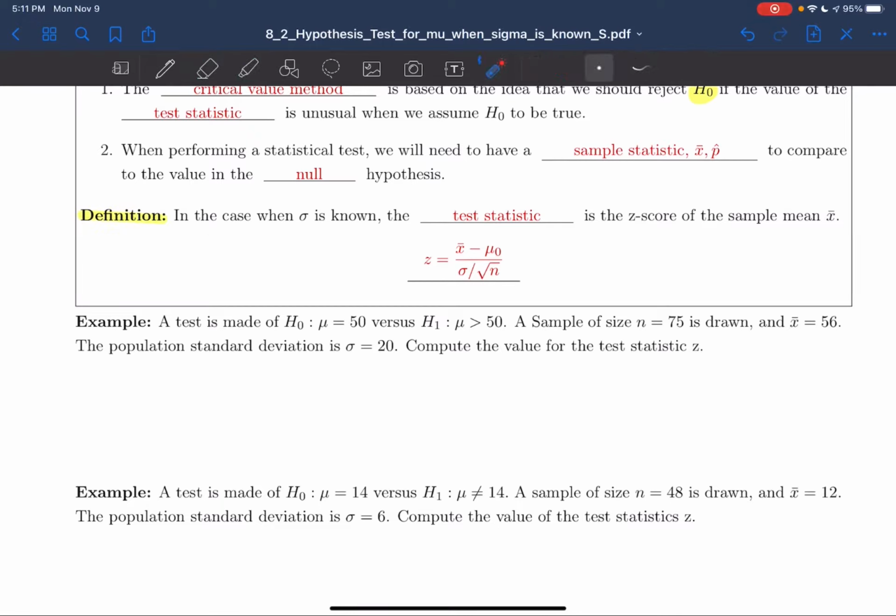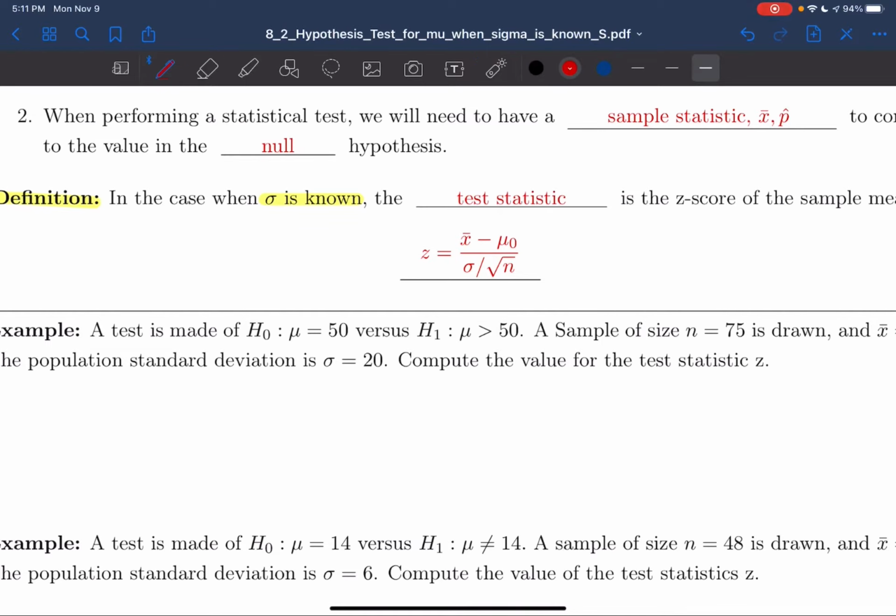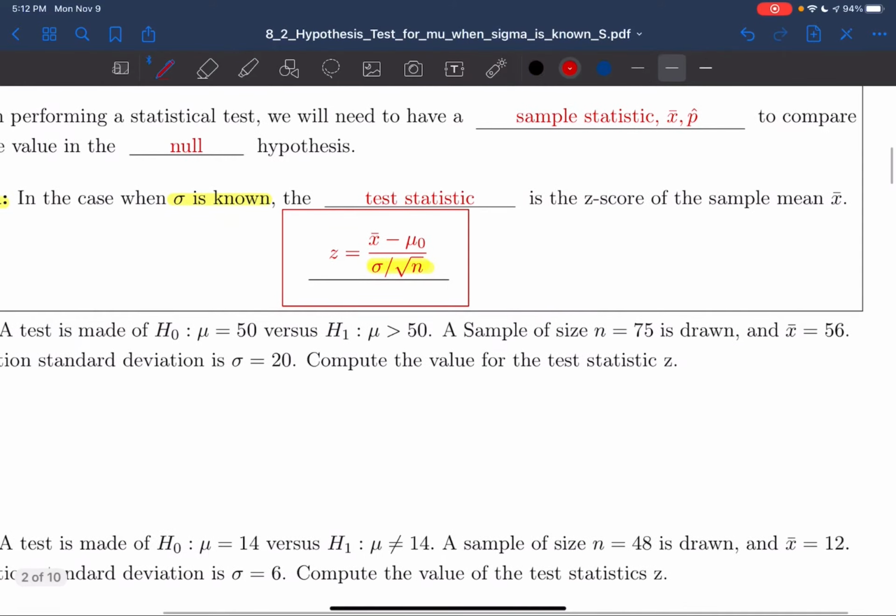In the case when sigma is known, the test statistic is the z-score of the sample mean x bar. So the test statistic is just going to be x bar, which is the sample mean, minus mu naught, which is the value of our null hypothesis, over sigma over square root of n. And if you remember, this value underneath kind of looks familiar, and it should. It's something we've seen before.